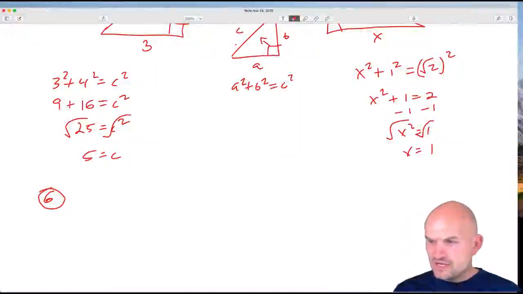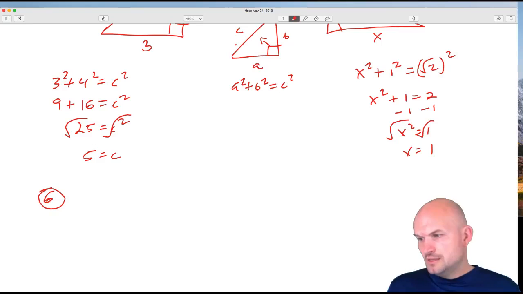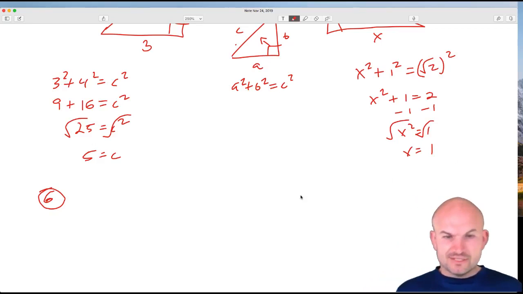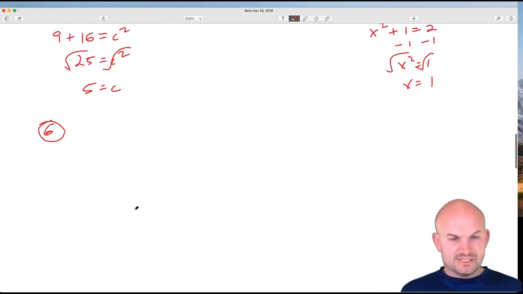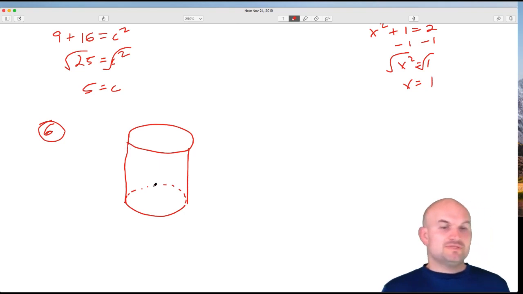But finding the area of a cylinder. Okay, so to find the area of a cylinder, we need to understand what the shape of a cylinder looks like. So a cylinder is going to have a circle base. Okay, this is bad, but there you go. So that is a cylinder, right?